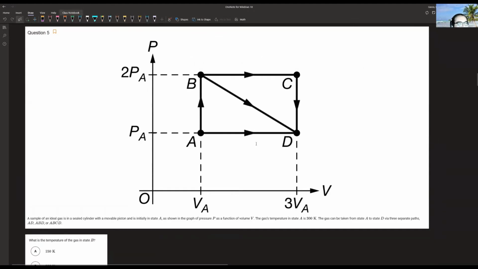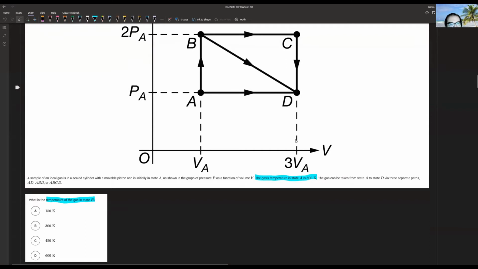So it is the same scenario as before. We are told that the temperature in state A for the gas is 300 Kelvin. And they ask, what is the temperature of the gas in state B? If we notice, for the process that takes us from A to B, and again, it really doesn't matter which path we take, we can use the pressure and temperature, because PV equals nRT.